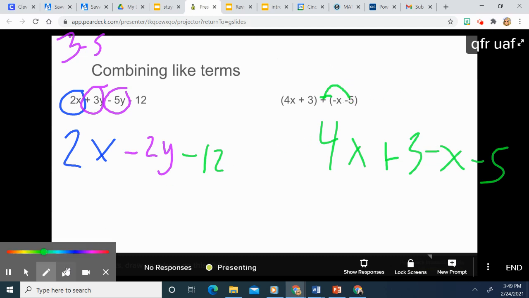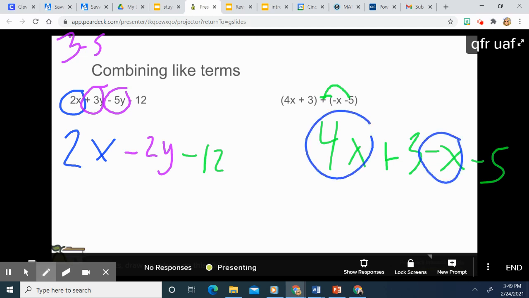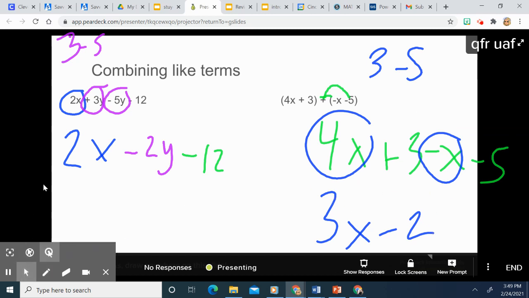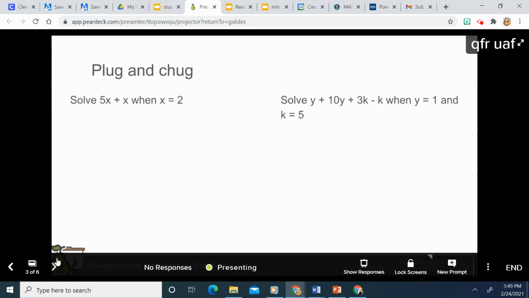All right, so now I can combine my like terms. So I'm going to go ahead and circle my x, 4x, and negative x. That's it. So now let's combine our like terms. 4x minus x is 3x. And then I have 3 and negative 5 are my constants that don't have any variables. So again, 3 minus 5, it's weird that they end up being the same thing. But 3 minus 5 again is negative 2. So I get 3x minus 2. And again, these are not like terms, so I cannot go any further. All right, now go ahead and answer this one.